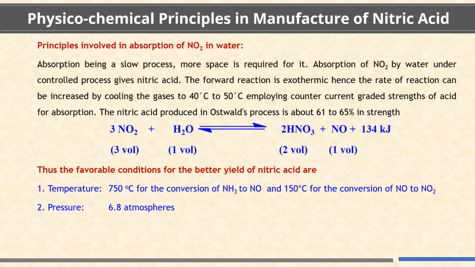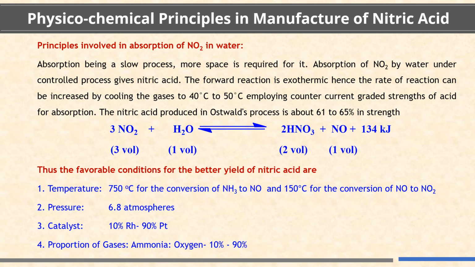Pressure 6.8 atmospheres. Catalyst 10% rhodium, 90% platinum gauze catalyst. Proportion of the gases, ammonia 10% and oxygen 90%.